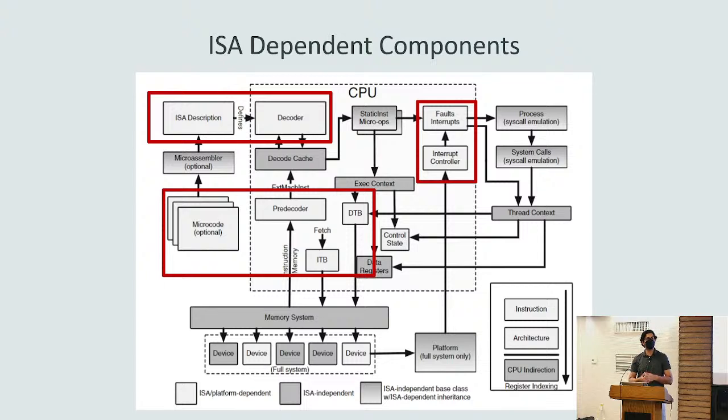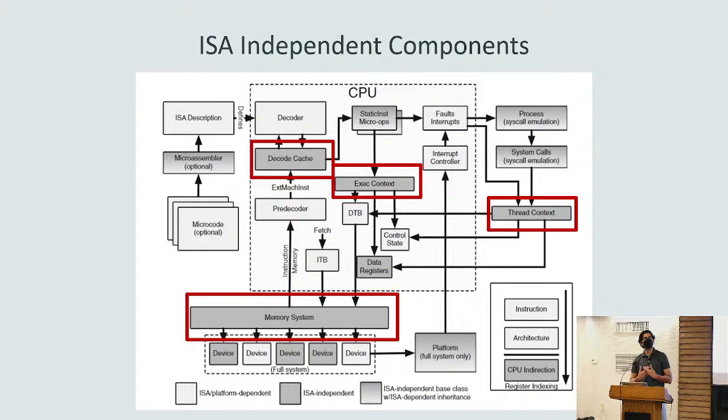TLBs usually are obviously ISA dependent because the ISA might specify handling the TLB in software, or a part of that in software and some part in hardware, so the model itself has to be ISA dependent. Similarly, we have interrupt controllers and fault handling. Those components, these models in gem5, are ISA dependent.